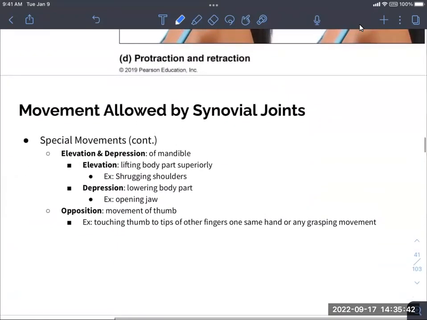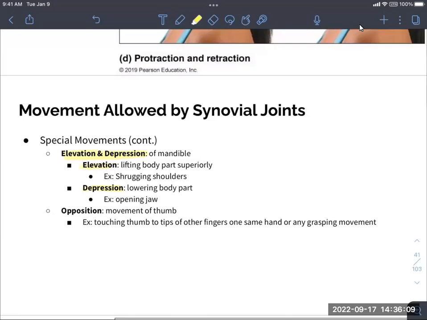We can also elevate and depress. You can do this with your shoulders and your mouth. Elevation is lifting something, so you can lift your shoulders up. And then depression is when you drop them back down. Every time you open your mouth to talk, to eat, to whatever, you're depressing that mandible. It's going down.